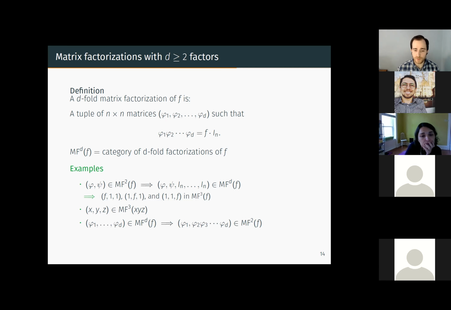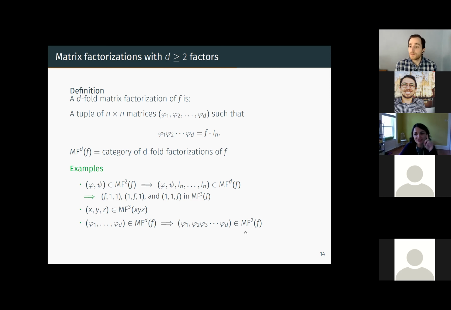So I'll do more examples in a second, but sort of a reverse example, if that makes any sense. If you start with a d-fold factorization, you can always come back to matrix factorizations with 2 factors by sort of collapsing any number of maps, up to d minus one of them. So if I collapse phi2 up to phi d, think of this now as a 2-fold factorization, phi1, comma, phi2 multiplied by phi3 up to phi d.